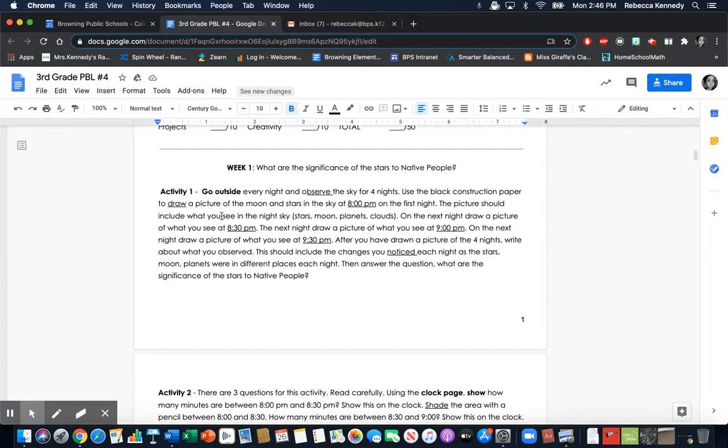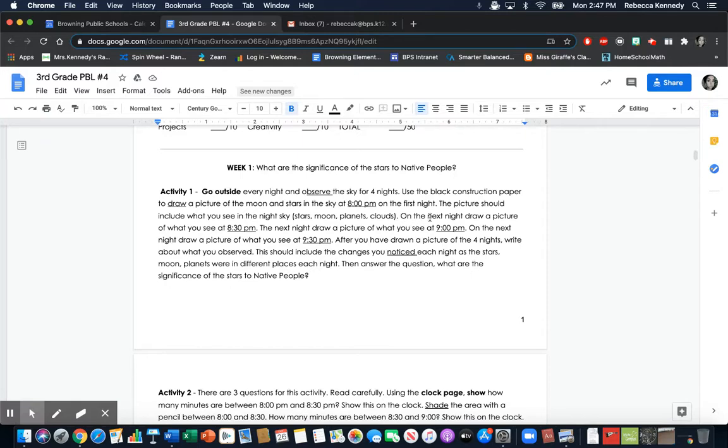The picture should include what you see in the night sky: stars, moon, planets, clouds, etc. So maybe if the clouds are covering the whole sky at 8 p.m. on the first night, then that is what you would draw. You draw exactly what you see in the night sky.